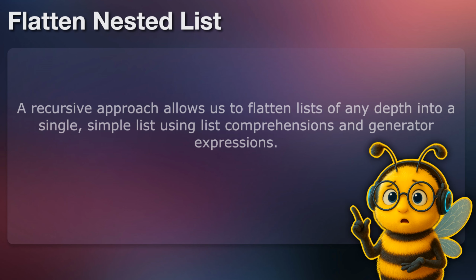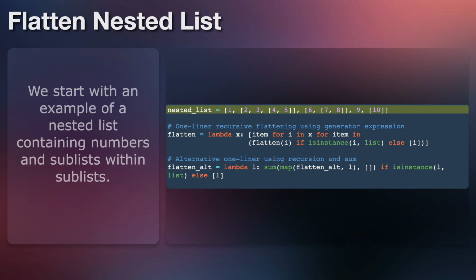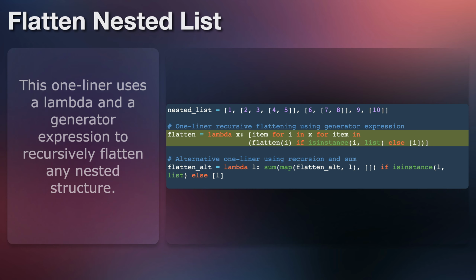A recursive approach allows us to flatten lists of any depth into a single simple list using list comprehensions and generator expressions. Let's explore how to flatten deeply nested lists in Python using powerful one-liners. We start with an example of a nested list containing numbers and sublists within sublists. This one-liner uses a lambda and a generator expression to recursively flatten any nested structure.